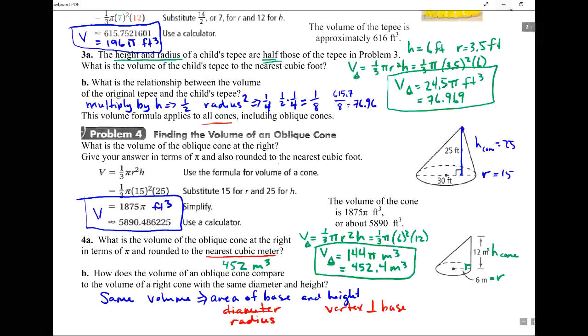Diameter gives us radius. So the area of the base is going to be the same, and the height is also going to be the same, because height is simply the vertex measured perpendicular to the base. So our vertex doesn't change, we just slide it over some, and it's always measured perpendicular to the base, so those are going to be the same.